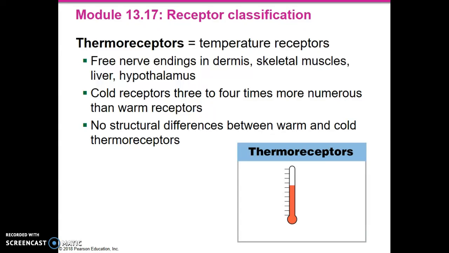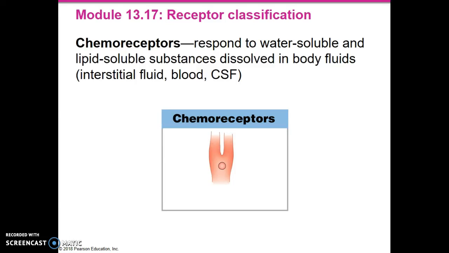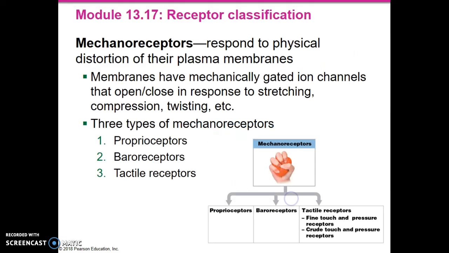Thermoreceptors detect temperature. There are many more cold receptors than warm receptors. These are free nerve endings in the dermis and muscles. Chemoreceptors respond to chemicals. Mechanoreceptors respond to physical distortion of the plasma membranes.